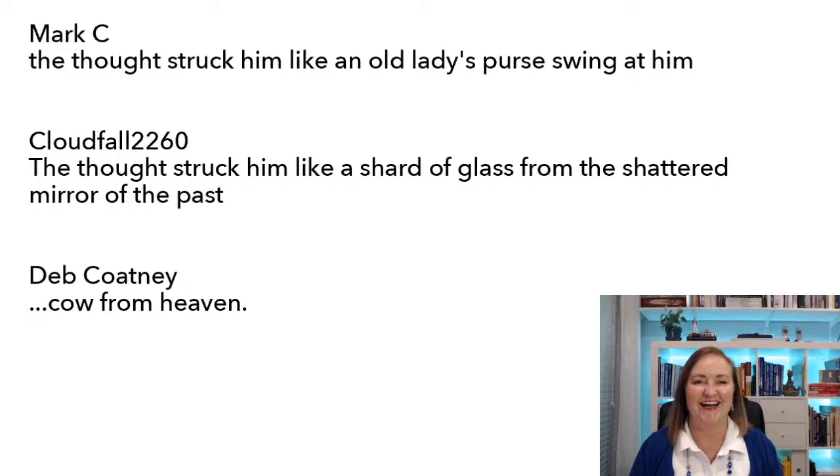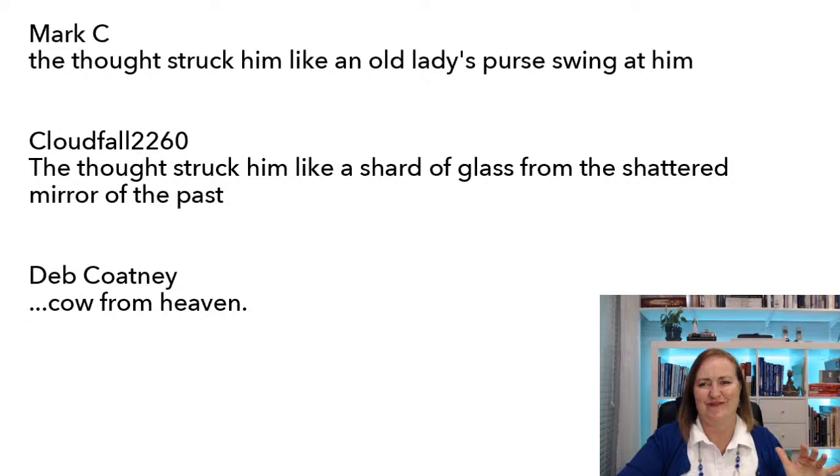Okay. And then I loved this. The thought struck him like an old lady's purse swung at him. The thought struck him like a shard of glass from the shattered mirror of the past. It was so evocative. Just really loved it.